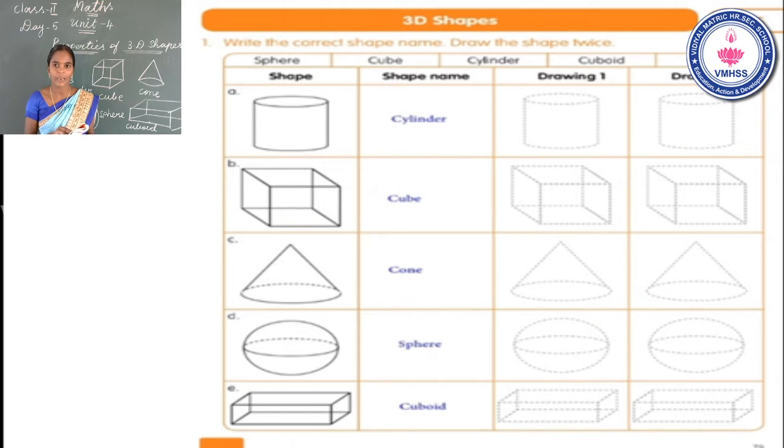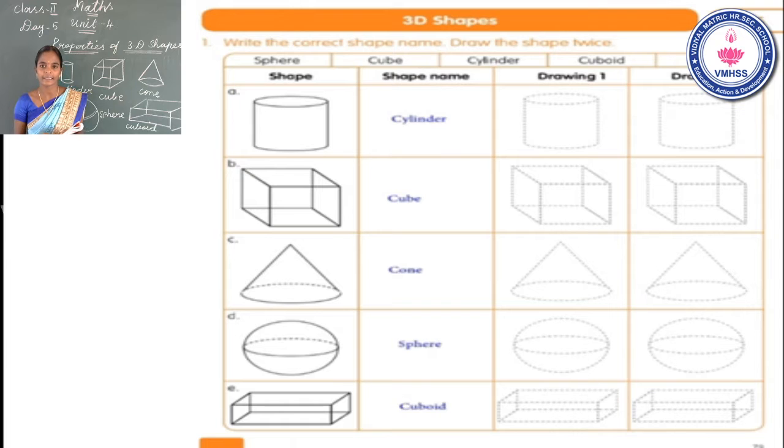Okay, the first shape. What is the first shape? Cylinder shape. Okay, the first picture, cylinder shape. So write the shape name, cylinder. Children, check your answers. Okay, next, B picture is here. What is the shape? Cube. So the shape name is cube.